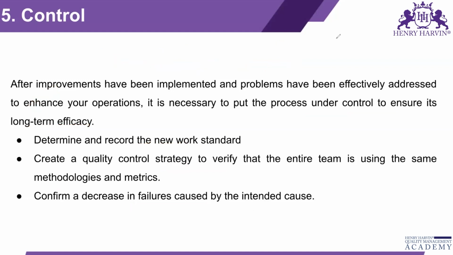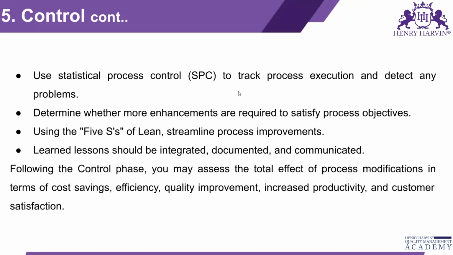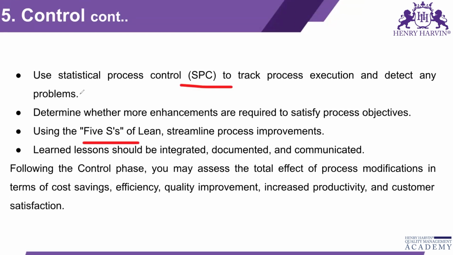All right. What are the tools used under control? Like the SPC tool. Okay. SPC, 5S. All right. These are the tools used. Kindly continue. Use statistical process control to track process execution and detect any problems. Determine whether more enhancements are required to satisfy process objectives. Using the 5S of lean, streamline process improvements. Lessons learned should be integrated, documented, and communicated.